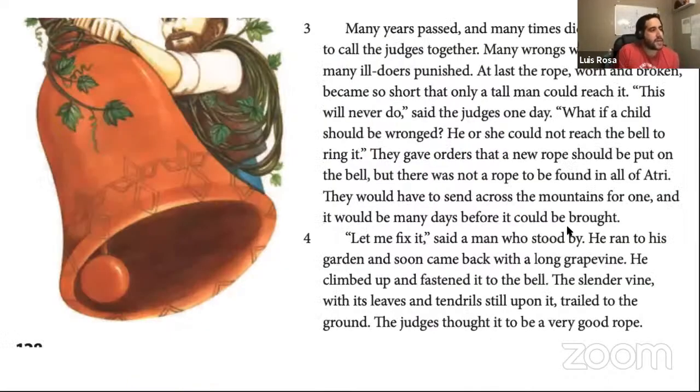Many years passed, and many times did the bell ring out to call the judges together. Many wrongs were righted, many ill-doers punished. At last, the rope, worn and broken, became so short that only a tall man could reach it. "This will never do," said the judges one day. "What if a child should be wronged? He or she could not reach the bell to ring it." They gave orders that a new rope should be put on the bell.